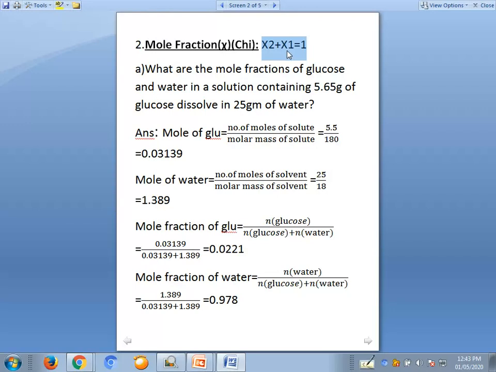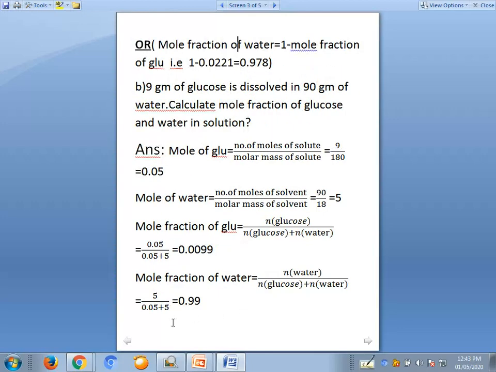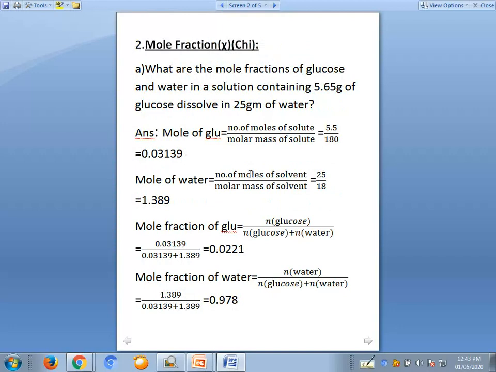I'm going to solve some examples here. So here you can see, I think I had solved this one. So mole fraction of water is how much? If you want to calculate the mole fraction of water, I've already calculated the mole fraction of glucose. So that is equal to 1 minus mole fraction of glucose. That is 1 minus this value. So you get the same answer, 0.978. Here also we have got the same answer.